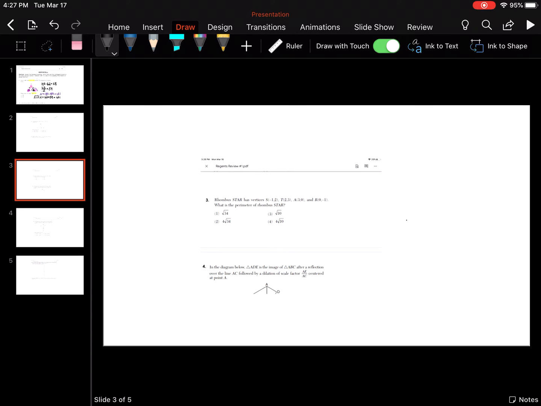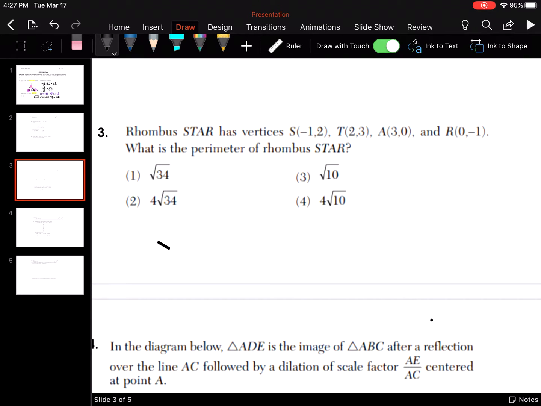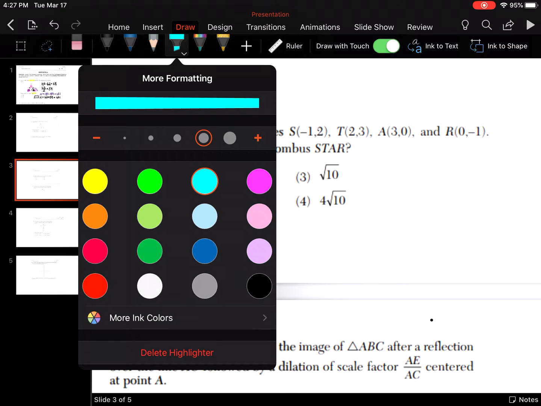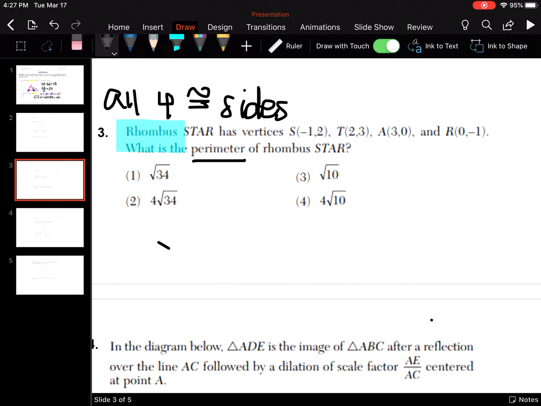Okay, number 3. Okay, number 3 is talking about a rhombus. So as soon as we see the word rhombus, we should know that in a rhombus, all four sides are congruent. So if they want the perimeter, we need to add all sides, which really we could just do 4 times the side since all of them are the same.